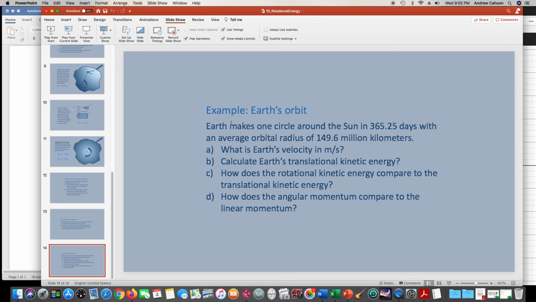On to the last part of this three-part problem, the orbit, the actual orbit itself. Okay. Earth makes one circle around the Sun in 365.25 days and an average orbital radius of 149.6 million kilometers. We want to find its velocity and then calculate its translational kinetic energy, compare the rotational kinetic energy to the translational, and then think about the difference between the angular momentum and the linear momentum.